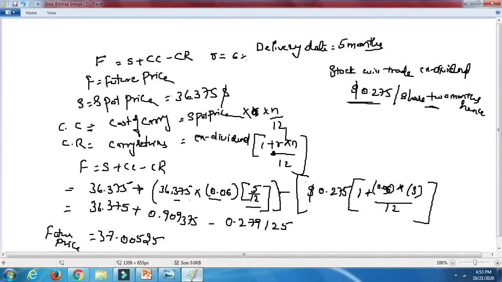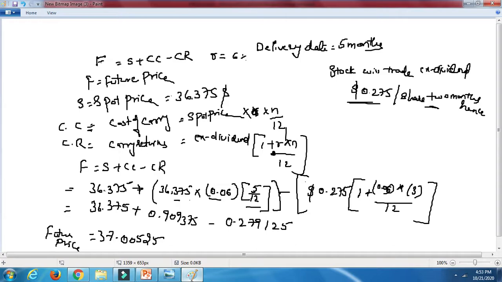You need to take the future price is equal to spot price plus cost of carry minus carry returns. So when your spot price is given, you just need to multiply it with the interest rate and the number of months in a year divided by 12. In the same manner, carry returns, such as dividends given in the question, you need to take into 1 plus r into n divided by 12. If you calculate that, you will get the future price: spot price plus cost of carry minus carry returns.